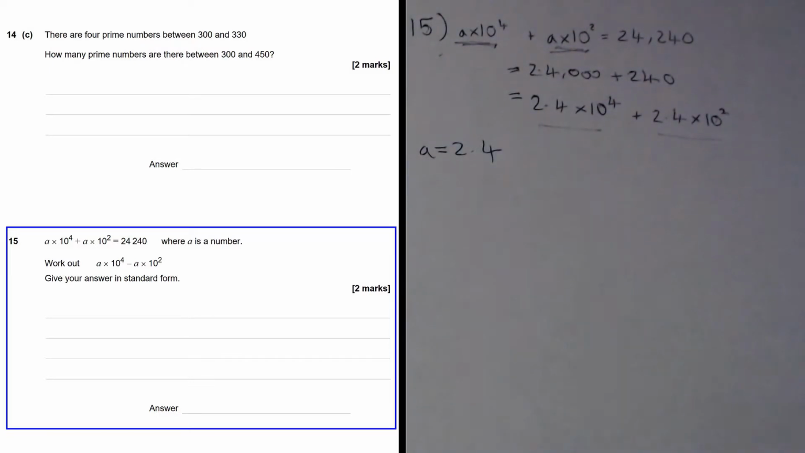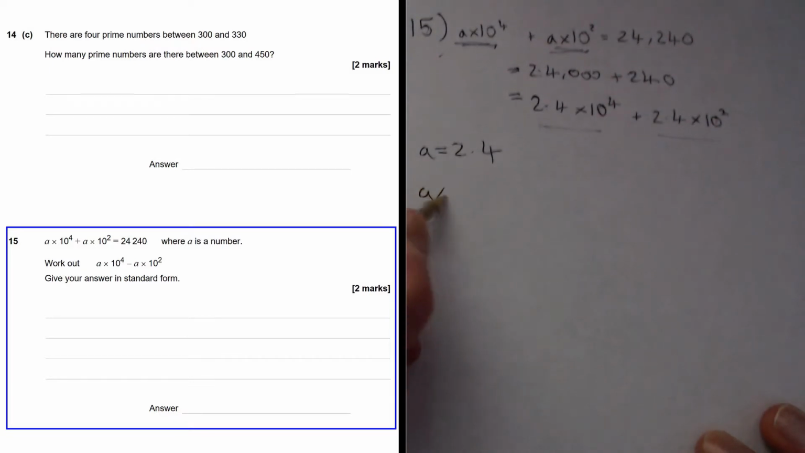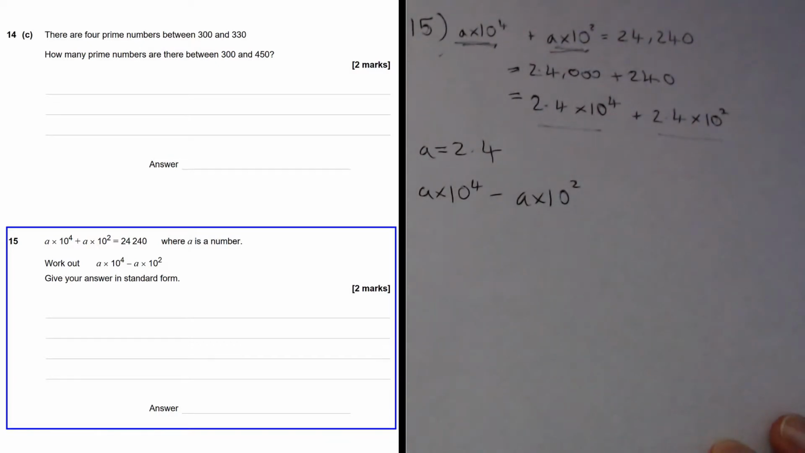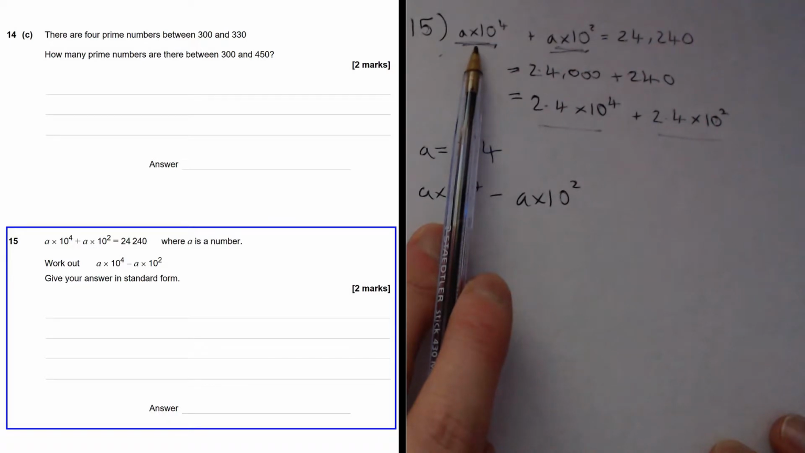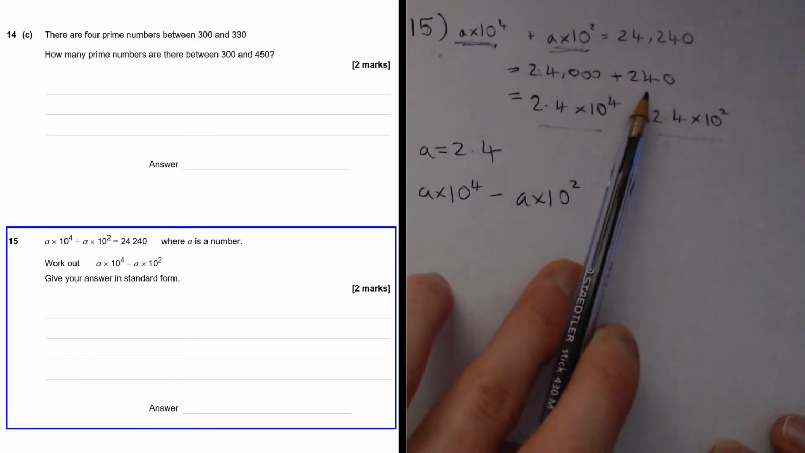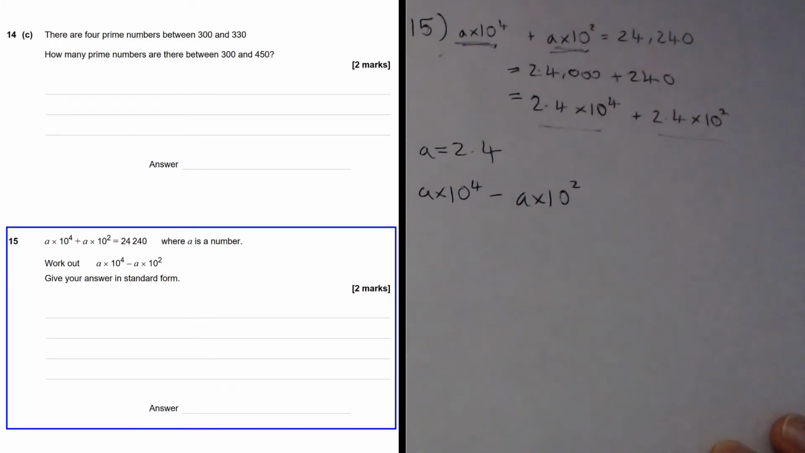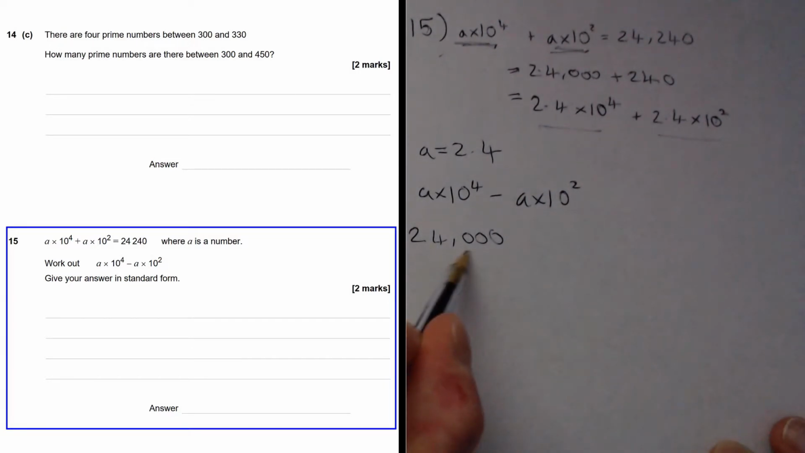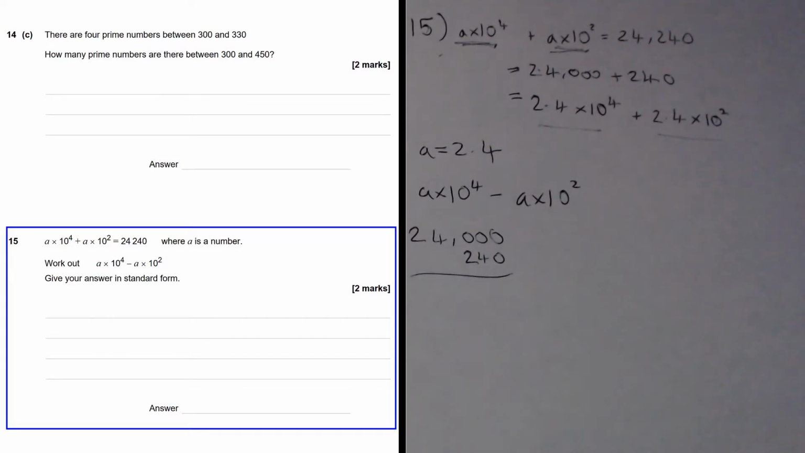Well, that's good. But we need to evaluate a times 10 to the 4 minus a times 10 squared. But notice, we have a times 10 to the 4. That corresponds to 24,000. And the a times 10 to the squared corresponds to 240. So a times 10 to the 4 is 24,000. And we need to take away from that a times 10 to the 2, which is 240. So we need to do 24,000 minus 240.